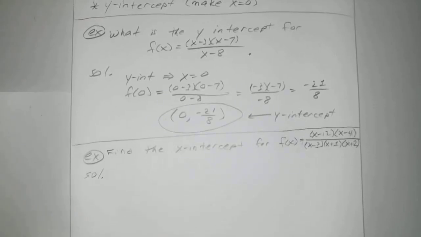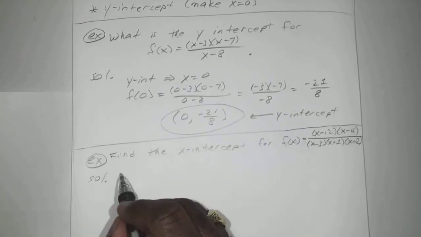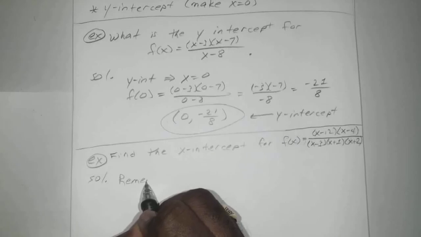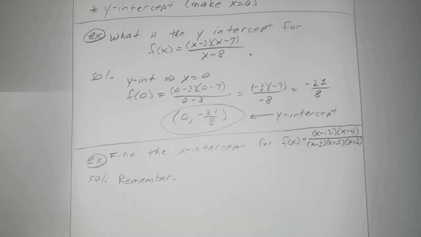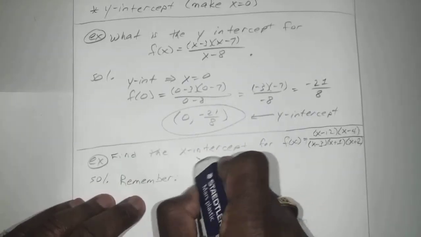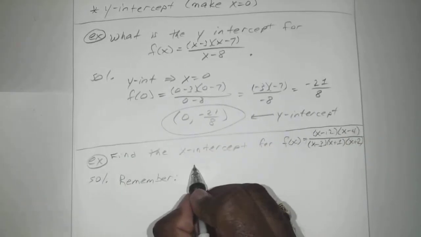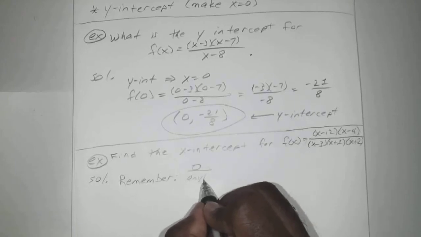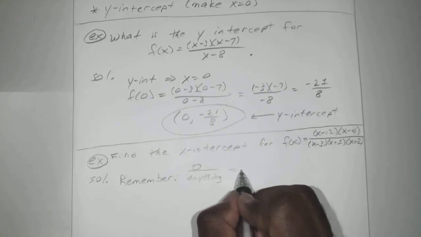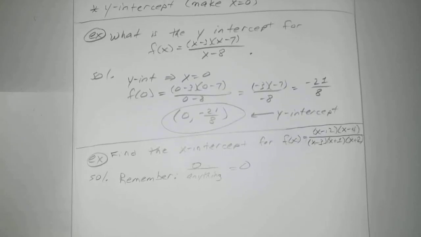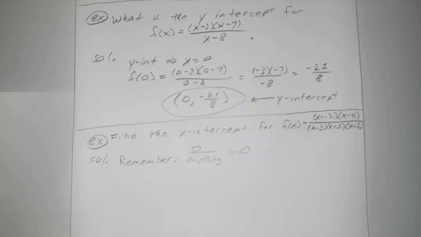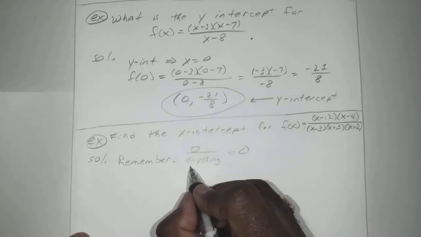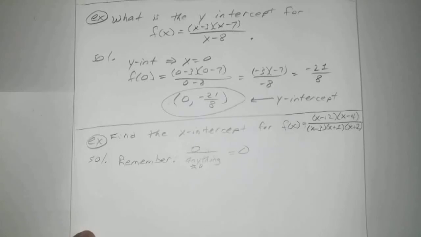Okay. Now remember, with your x-intercept, you just make your f of x equal 0. But before you start, you want to remember that 0 divided by anything is going to give you 0, except 0 divided by 0, which is an indeterminate form, which is covered later on, or anything that does not equal 0.